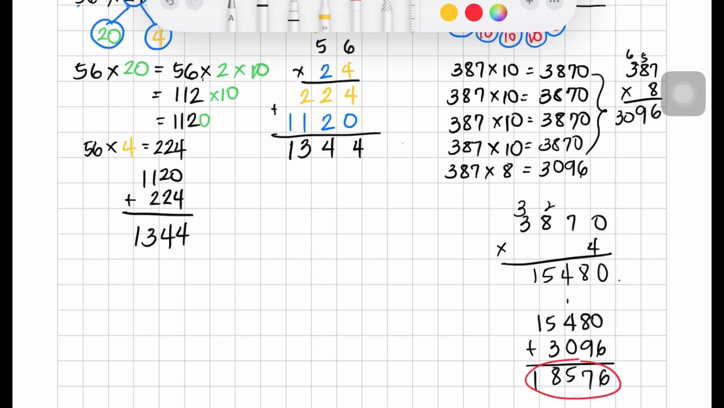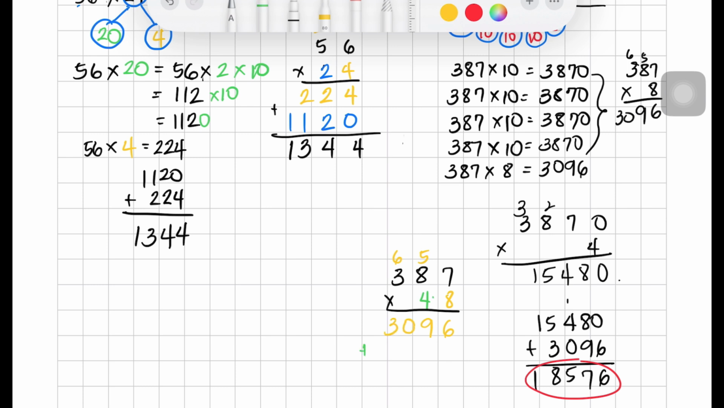Let's now try this using the vertical multiplication method. I'll just write it here on the other side. So 387 times 48. We multiply first with 8. So 7 times 8 is 56, regroup 5. 8 times 8 is 64 plus 5, 69. 3 times 8 is 24 plus 6, 30.